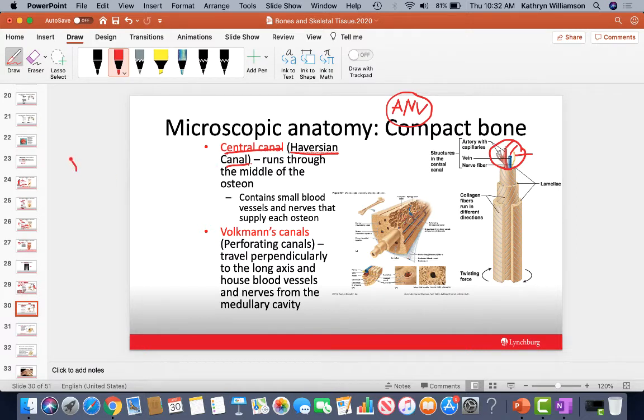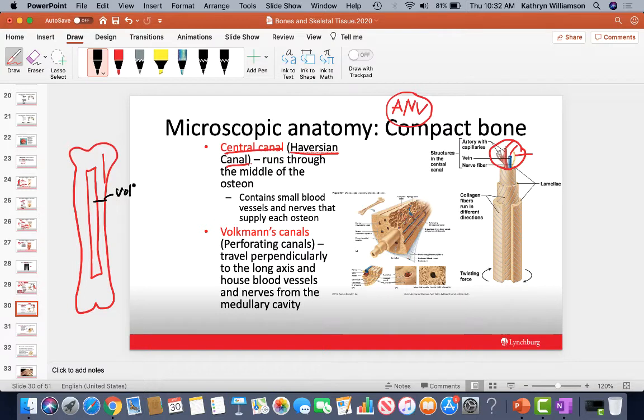canals. If we draw our typical bone here again, the central canals are going to be running this way because they're also running parallel to the long axis of the bone. Now we also have other types of canals that are running perpendicular to the long axis. So for instance, we could draw in another type of canal that's running this way. So it's basically connecting the medullary cavity to structures that are further out. And these are going to be called Volkmann's canals, otherwise known as perforating canals. And so these run perpendicular to the long axis, so they're going to be going in this direction.